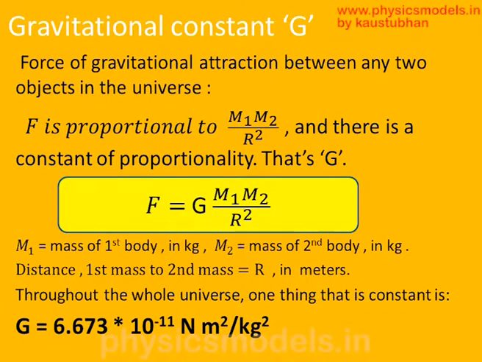So F, the gravitational force of attraction, is proportional to m1 m2 by r square, where m1 is the mass of the earth, m2 is the mass of the sun in this case, and r square is the square of the distance between sun and earth, not the radius. R is the distance. So because it's proportional to, when we say F is equal to, we have to put a constant of proportionality, and that's G, the gravitational constant. And it has a value 6.673 into 10 to the power minus 11.